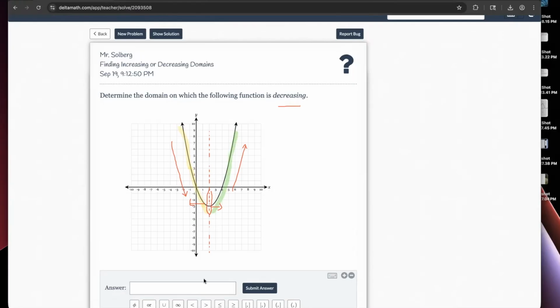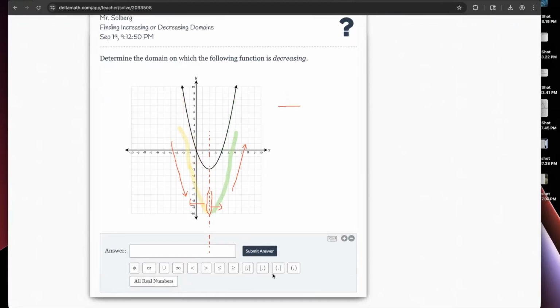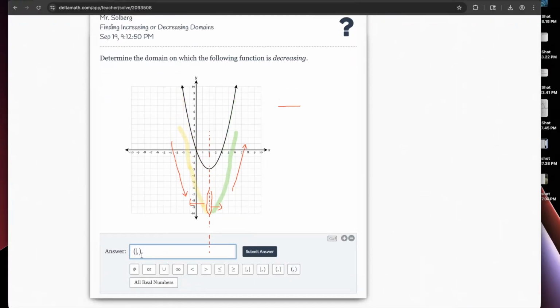So you could type in negative infinity. Remember, no equal sign, so you can always use the parentheses. So you could type in negative infinity and then 2, that's the way we did in class. It would accept that. Or you could just say when x is on the left side, so when x is less than 2. So you don't really have to use infinity.